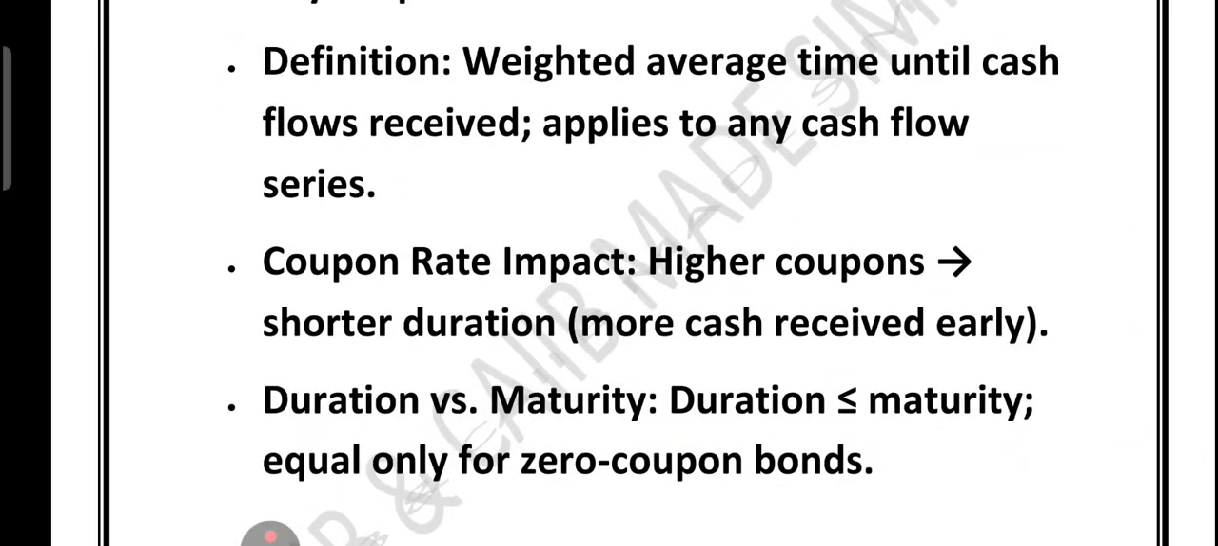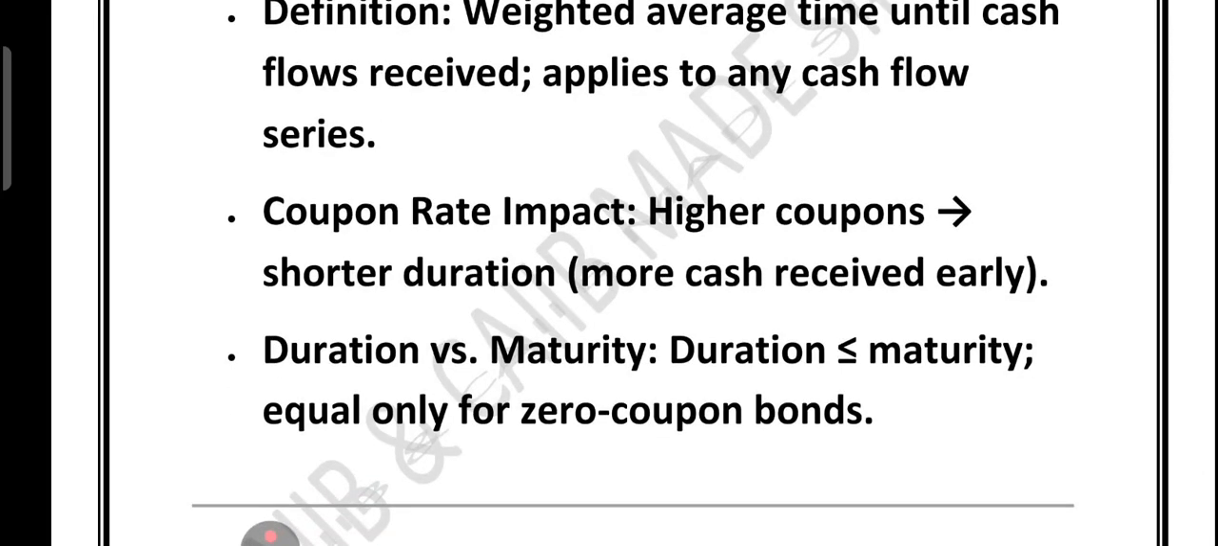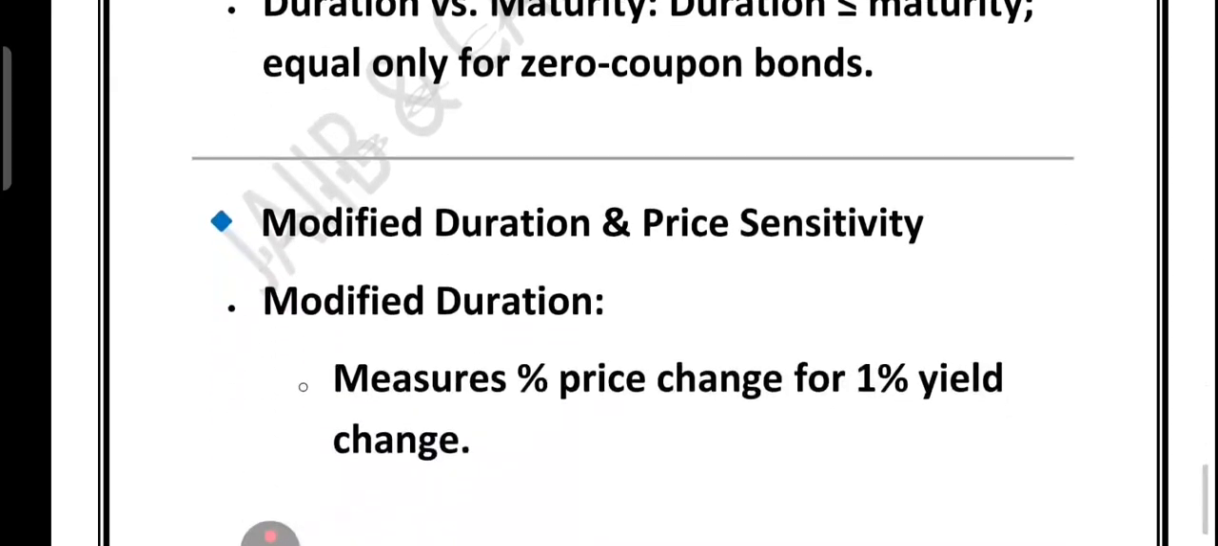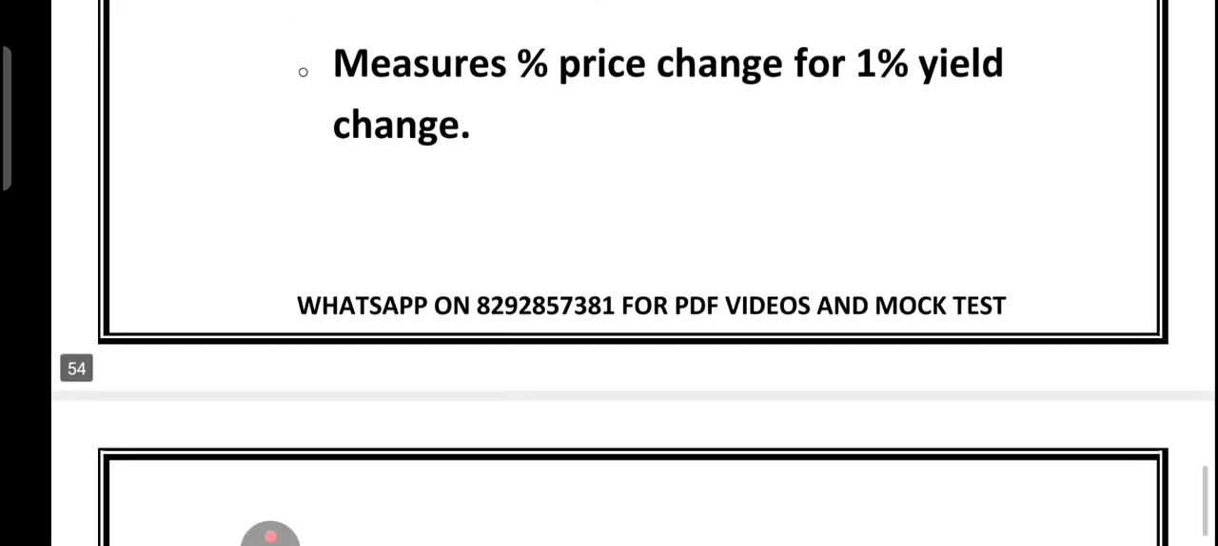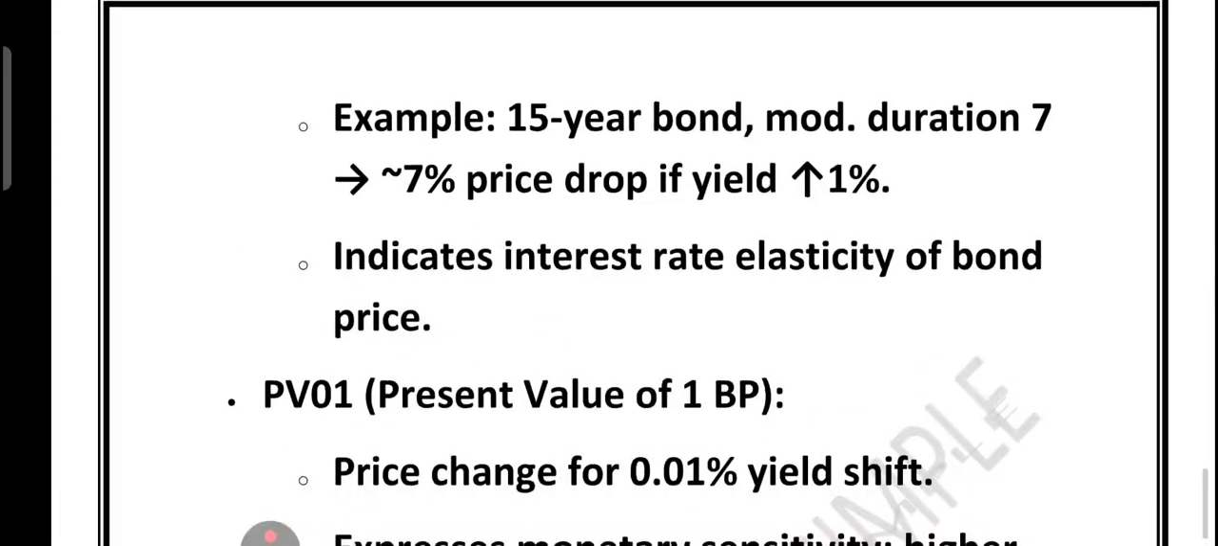One more thing is that suppose we have a higher coupon. How will it affect the duration? If the coupon is higher, what will happen? Duration will get shorter, because you receive more cash early. That's why the average time it takes to take back your investment will be lower. So remember, duration is always less than or equal to maturity, and they are equal only for a zero coupon bond. Modified duration, I already told you, measures percentage price change for 1% yield change, right?